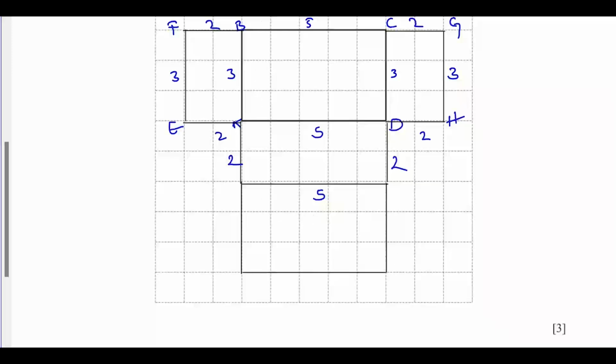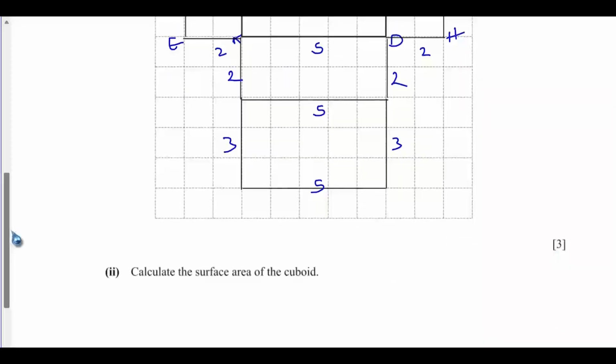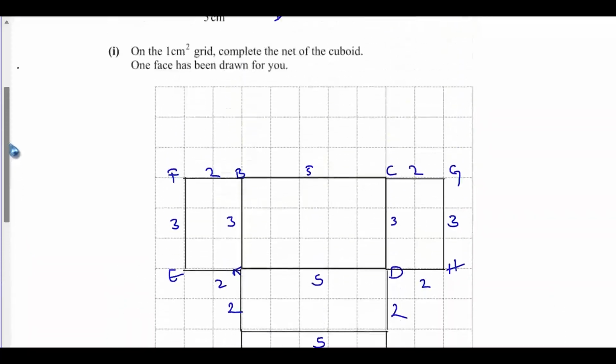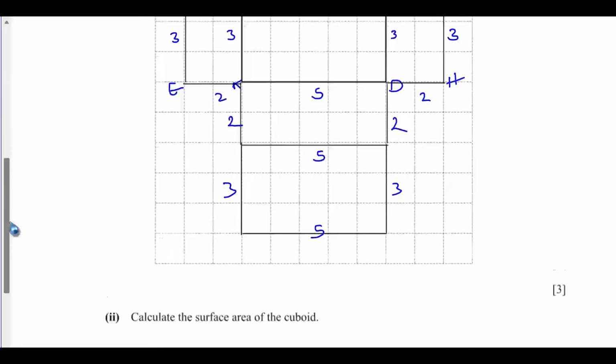Okay, so we have 5 here, we have 3 here, you have 3 here. So this is how to unfold the cuboid. Okay, so let's go to Roman figure 2. Calculate the surface area of the cuboid. Okay, so the surface area of the cuboid is very easy.